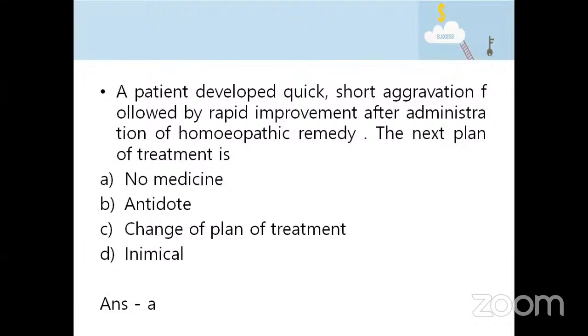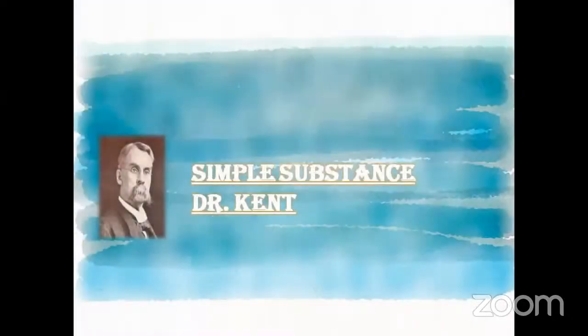Then there is another question. A patient developed quick short aggravation followed by rapid improvement after administration of the remedy. So, what will be your next plan of treatment? So, there is a quick short aggravation and there is a rapid improvement. And what we should do at that time, you should not give any medicine at that time. So, that was regarding Kent's 12 observations.